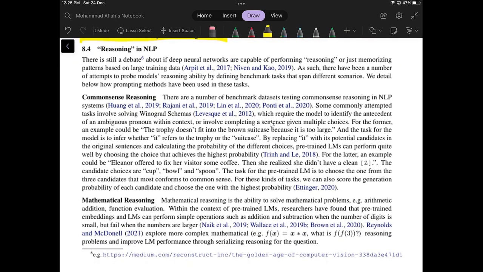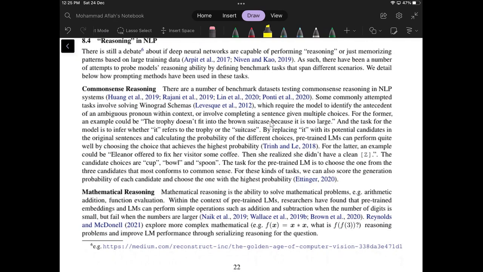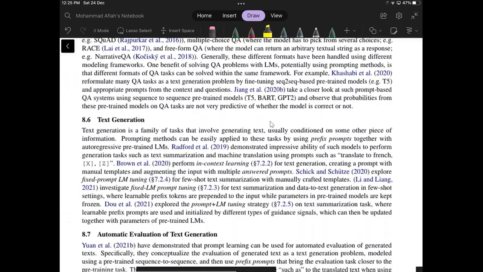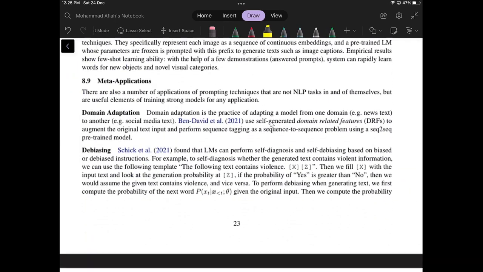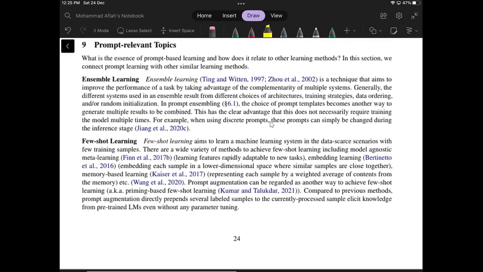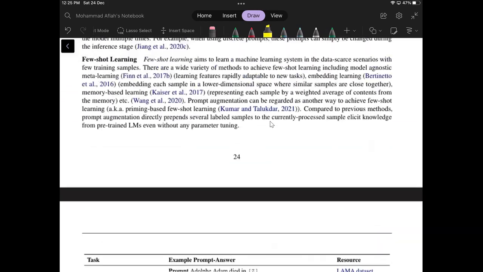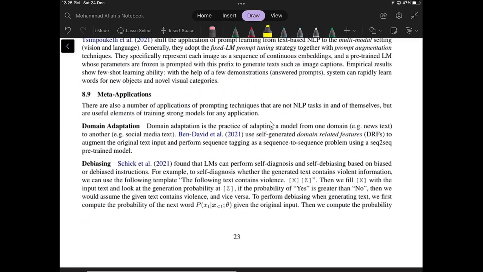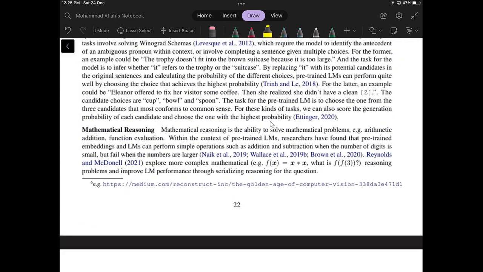Then you have reasoning in NLP. There's a debate about whether deep neural networks are capable of performing reasoning or whether they are just memorizing patterns. So there have been a number of attempts to probe language models' reasoning ability by defining benchmark tasks that span different scenarios, and some of them are discussed here. After this, I guess we have a couple more applications and some resources, and I'll probably end there. These last few sections I'll cover in a final video on this topic.